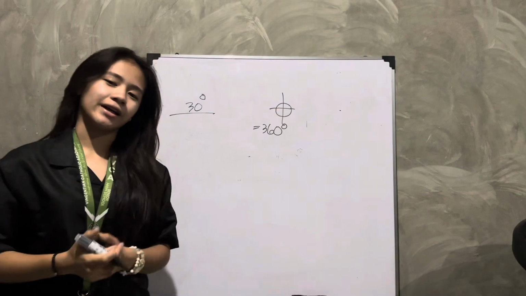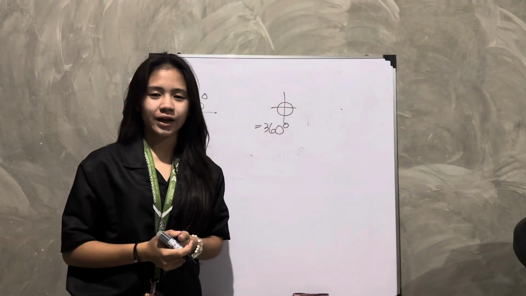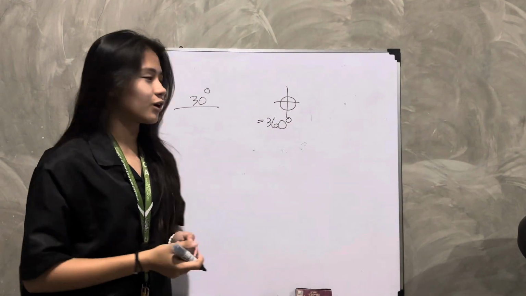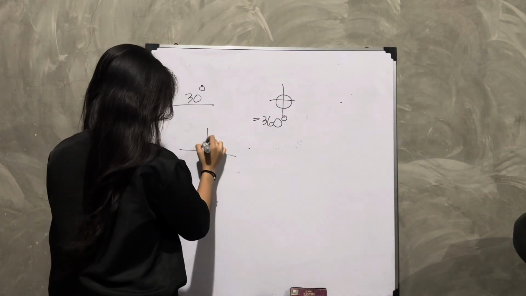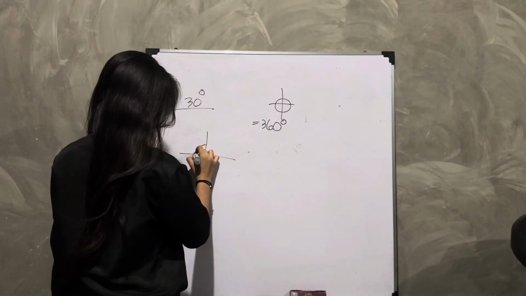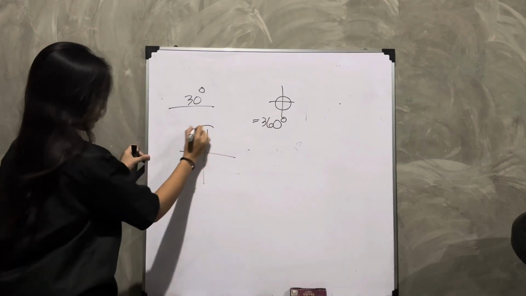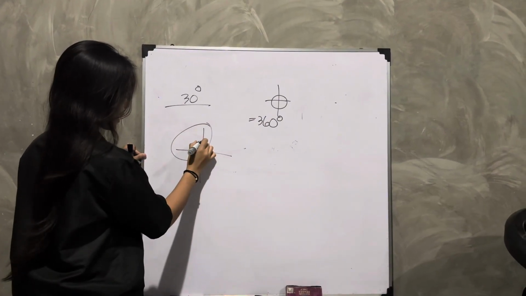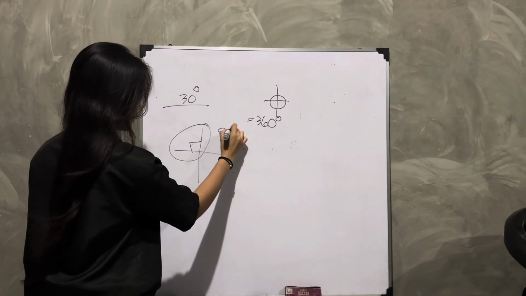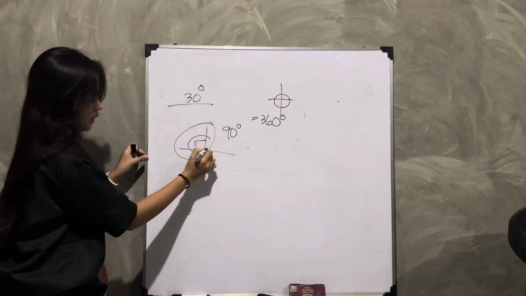But what is an angle? An angle is formed by a rotating ray through its endpoint called the vertex. Let me draw you an illustration. Here is what we call the right angle. It means that it consists of 90 degrees, and this is what we call an angle.